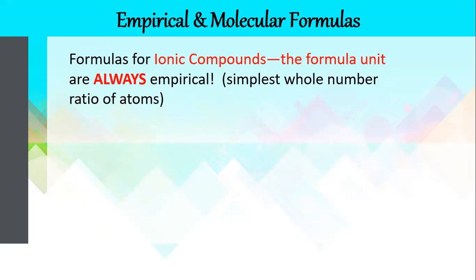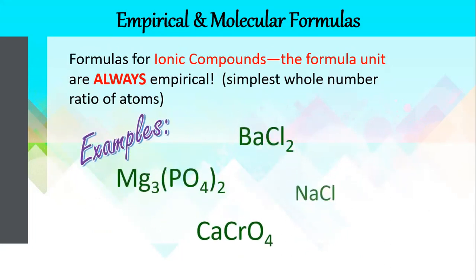Ionic compounds are always empirical because these are ions, okay? They are not molecules, so they are ionic compounds, just like barium chloride, okay? Magnesium phosphate. So this is the barium chloride, this is the magnesium phosphate, and then we have the sodium chloride, and then the calcium chromate, okay?